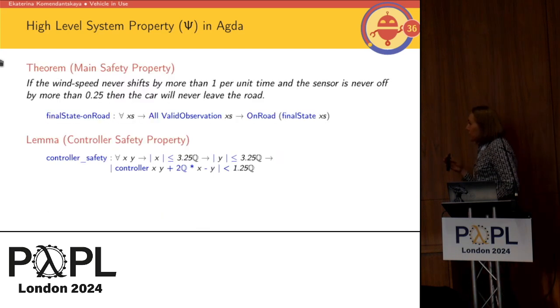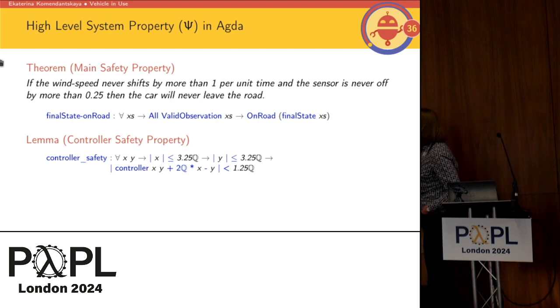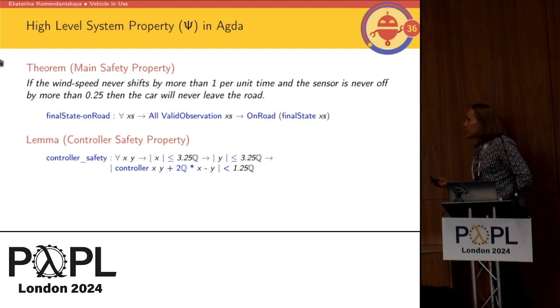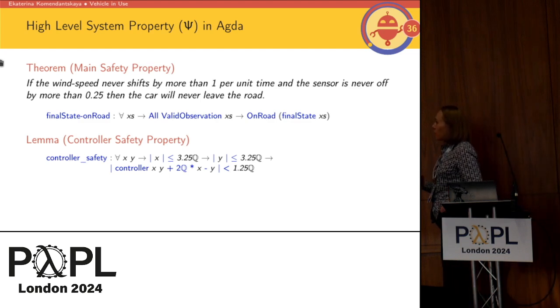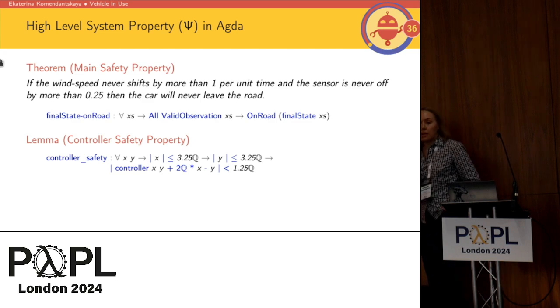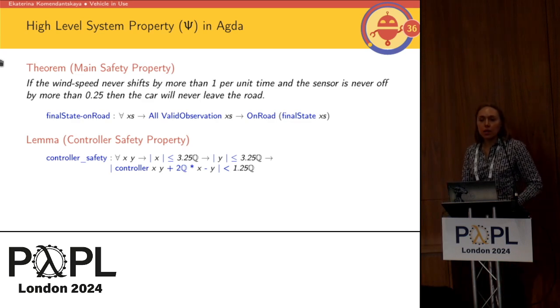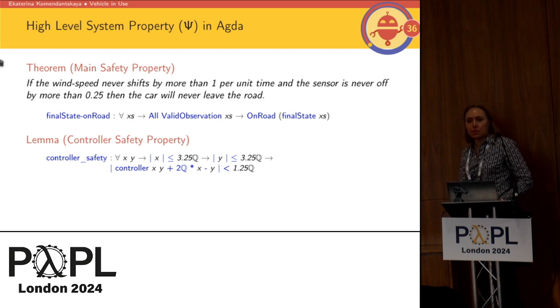And now the main safety property. The main safety property would look something like this. If the wind speed never shifts more than 1 per unit time and the sensor is never off by more than 0.25, then the car will never leave the road. Again, this is a 1990 formulation of a safety property. This is nothing new.